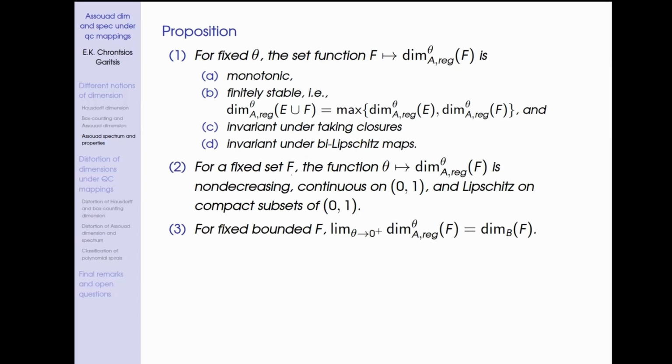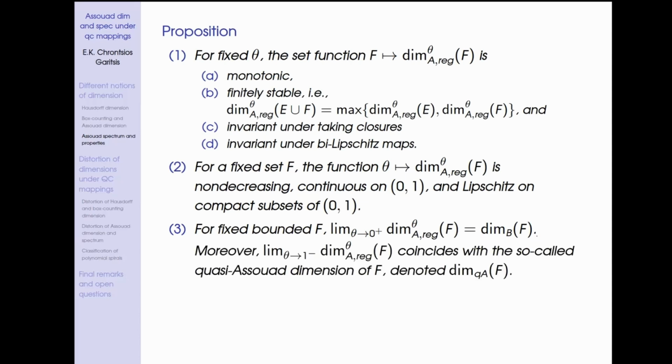So if we now fix a bounded capital F and we take the limit theta goes to 0 of the theta spectrum, we get exactly the box counting dimension. If we go the other way, if we take the limit theta going to 1, we don't get the Assouad dimension every time. We get something called the quasi-Assouad dimension, which can in fact be defined this way.